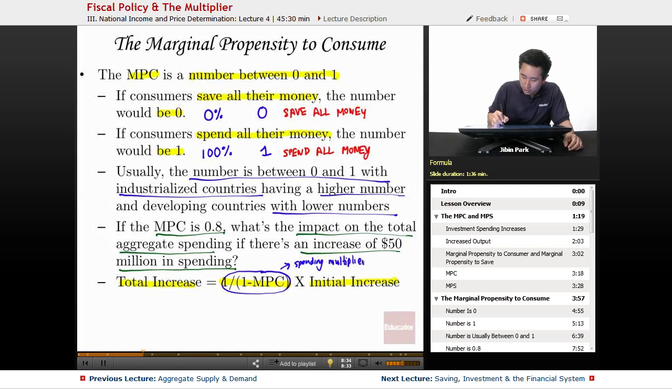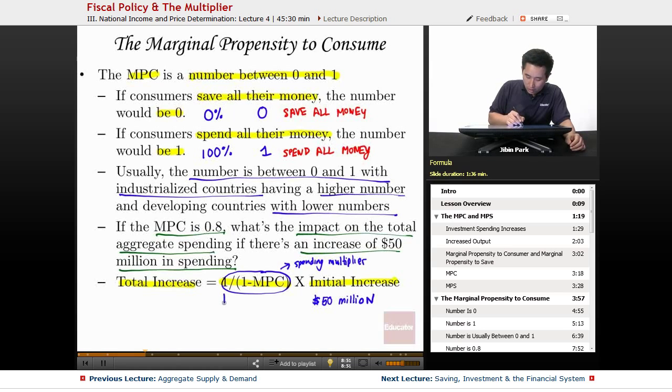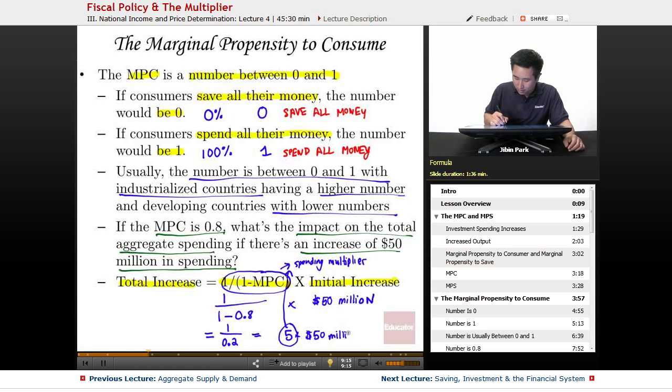So once you figure out the spending multiplier, then it should be fairly easy. So the initial increase is $50 million. So let's say there's investment spending of $50 million, then what's going to happen? Well, you have 1 divided by 1 minus MPC, which is 0.8. So 1 over 1 minus 0.8 is going to be 1 over 0.2, and that equals 5. So your multiplier is 5. So the spending multiplier is going to be 5. You multiply that by 50 million, and an initial increase of $50 million in spending is going to yield a total increase of $250 million.